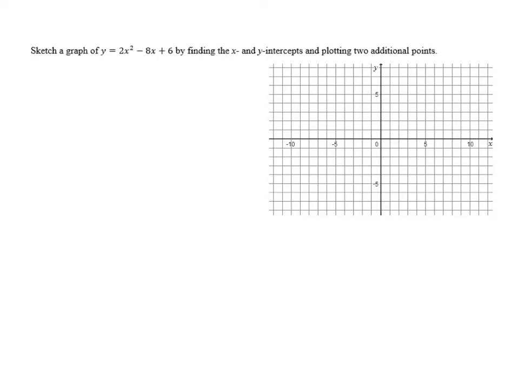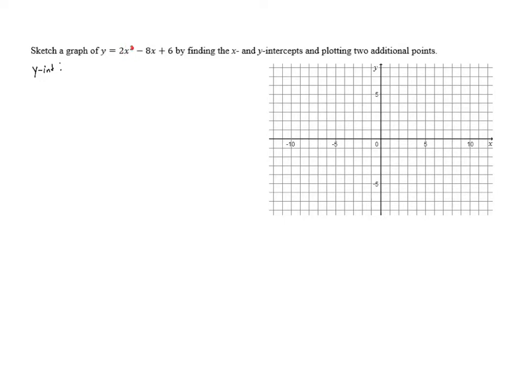Sketch a graph of y equals 2x squared minus 8x plus 6 by finding the x and y intercepts and plotting two additional points. We're actually going to start with the y-intercept because the y-intercept is always the easiest. Remember, the y-intercept occurs when x equals 0.